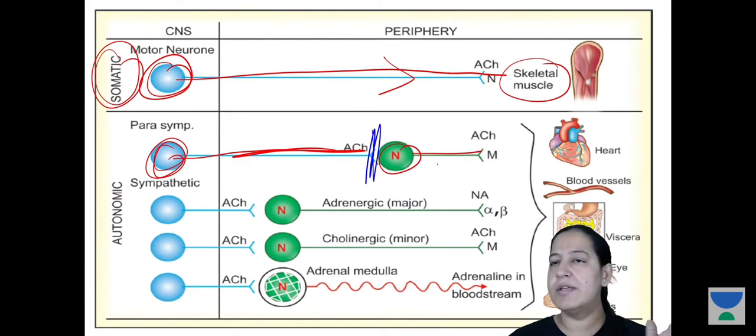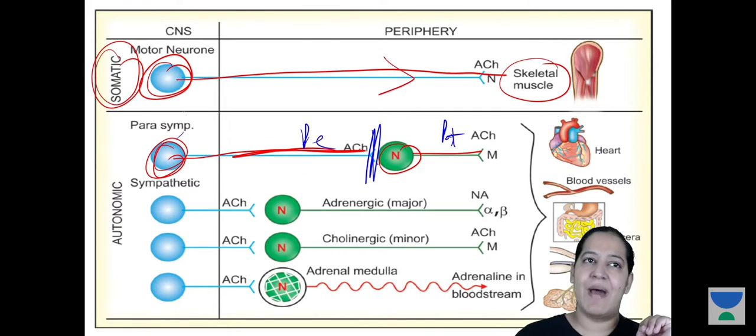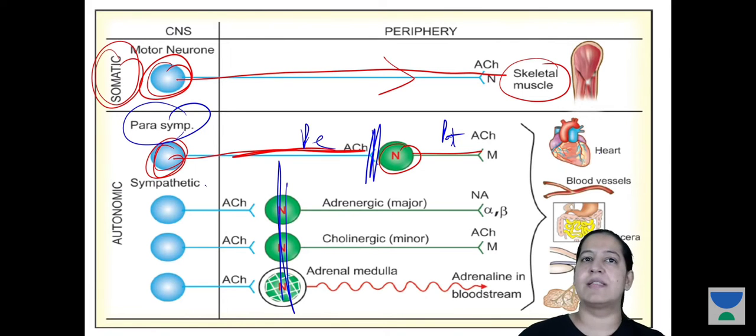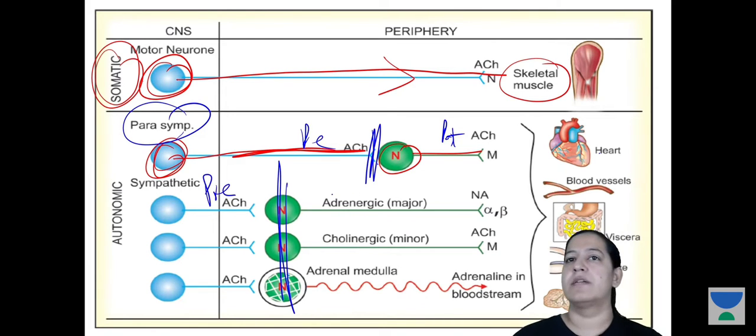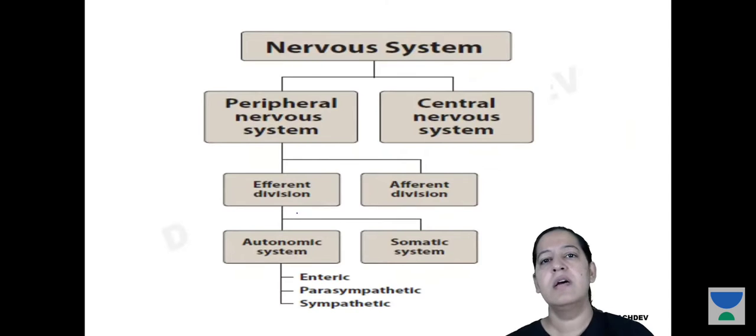So the ganglion is towards the organ, so pre is longer than post. You can say it is parasympathetic. And in all these diagrams, the ganglion is towards the CNS, so pre is shorter and post is longer. So these all diagrams are of the sympathetic system. That is the same thing shown here. So we have completed it.